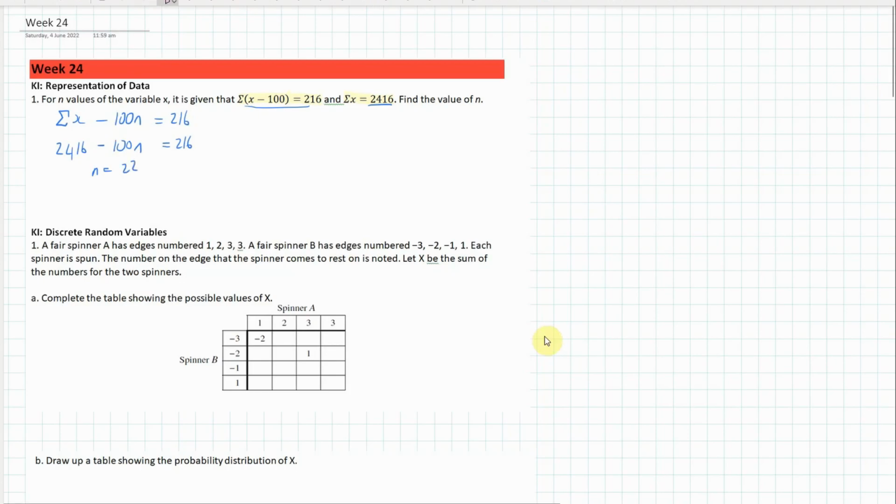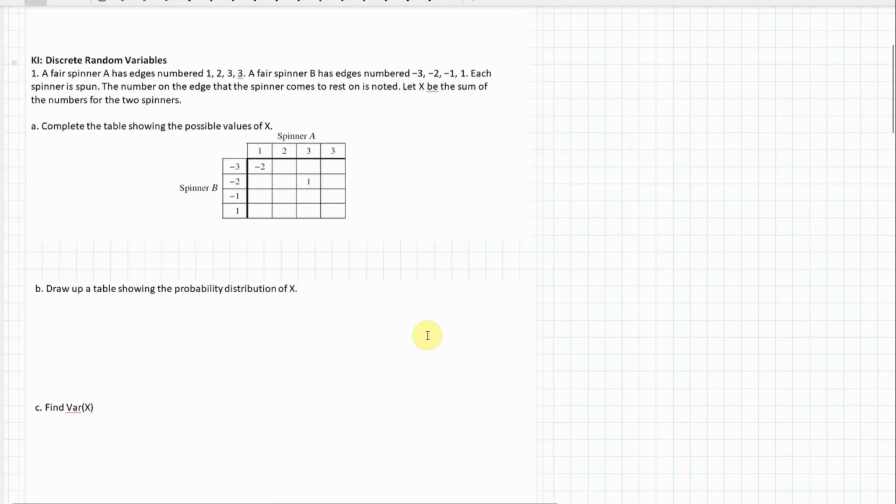So just a review, this bit here can be rewritten as this bit here. The reason for that is the sum of x minus 100 for n values of data is we take each value of x, and then for each of them we take away 100. So we're taking away 100 n times. So we could just add all of the x values together, which is sum of x, which we know from over here, and then take away 100 lots of n. Okay, so that's how I got that.